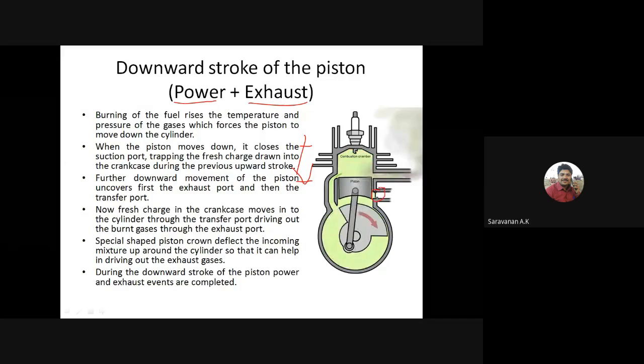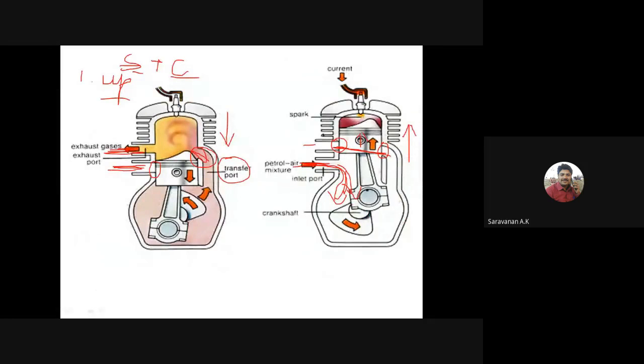So while the piston moves from top to bottom, the inlet port is closed. While it is in the downward movement, the inlet port is closed. Then slightly it opens the exhaust port and the transfer port, right? Here also, first the exhaust port will open. After that, the transfer port will open, right? See in this diagram, it will be clearly visible, right?